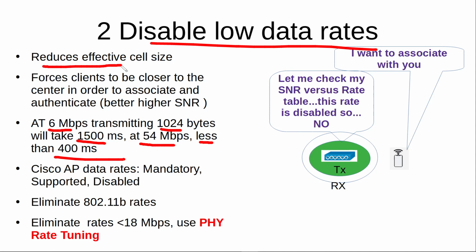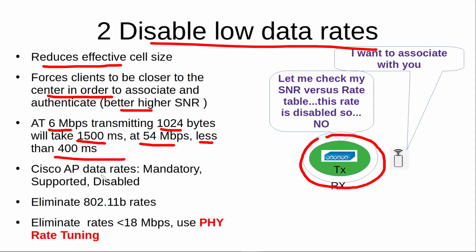This will actually reduce the reception cell size. So in this way, you will force clients to be closer to the access point in order to associate and authenticate. So you will be serving devices that have a higher and better signal to noise ratio.